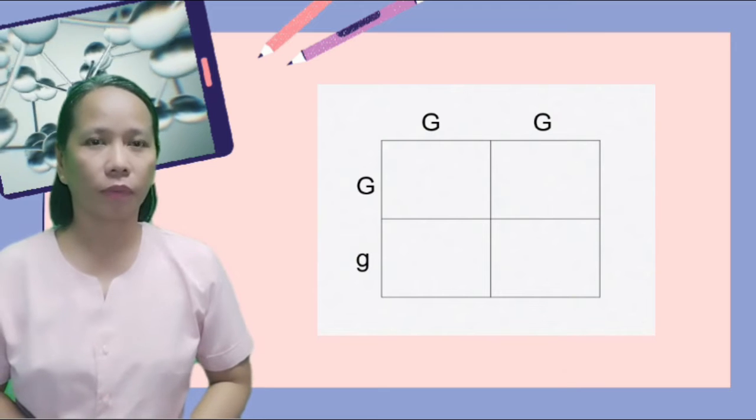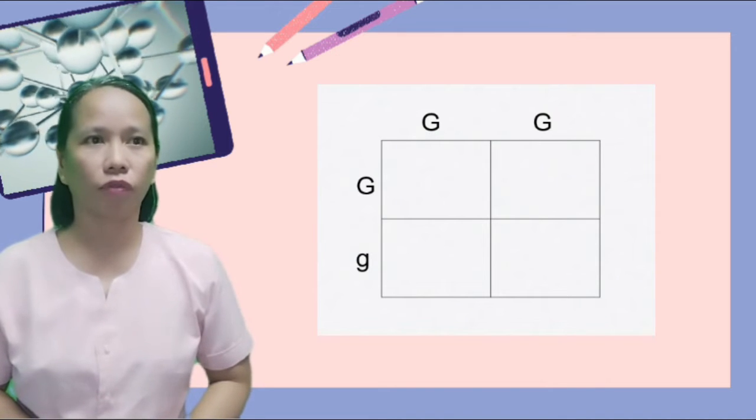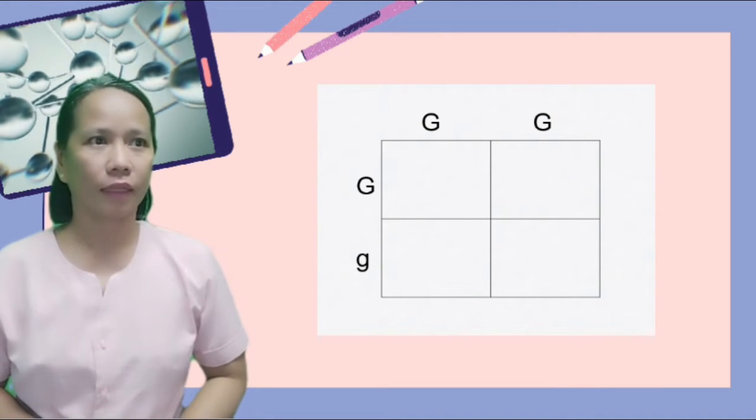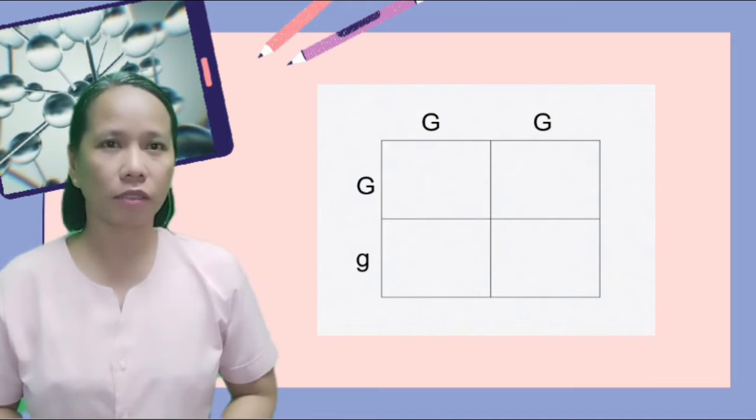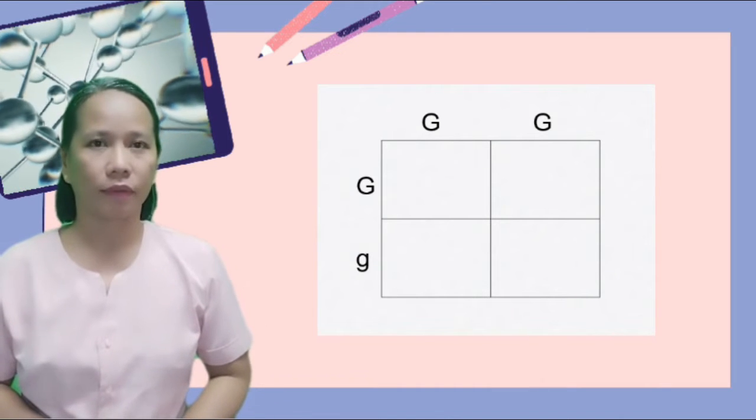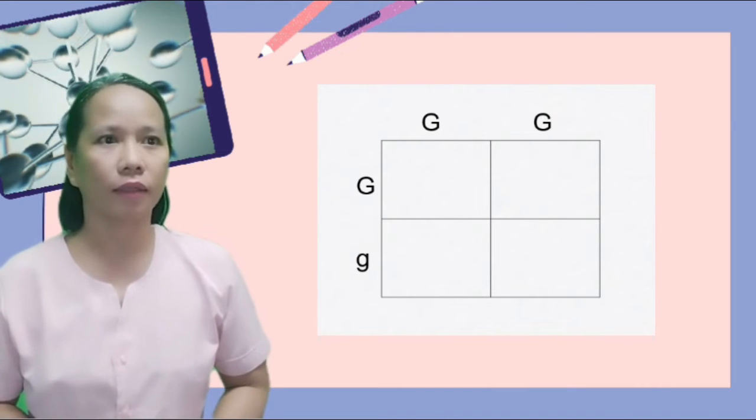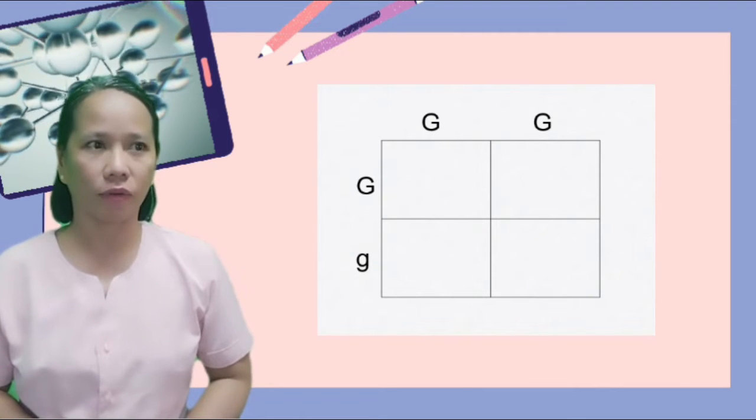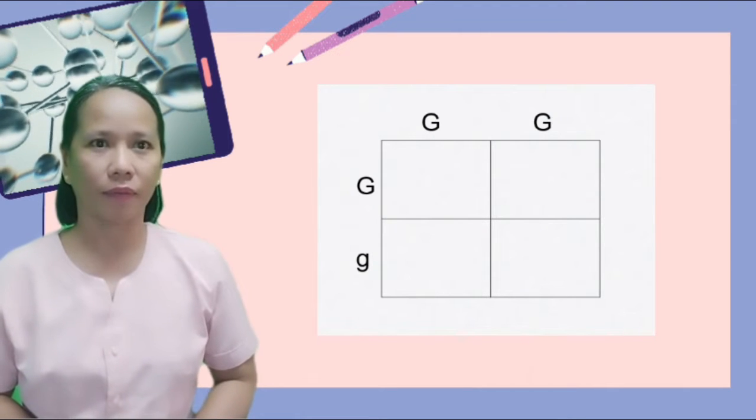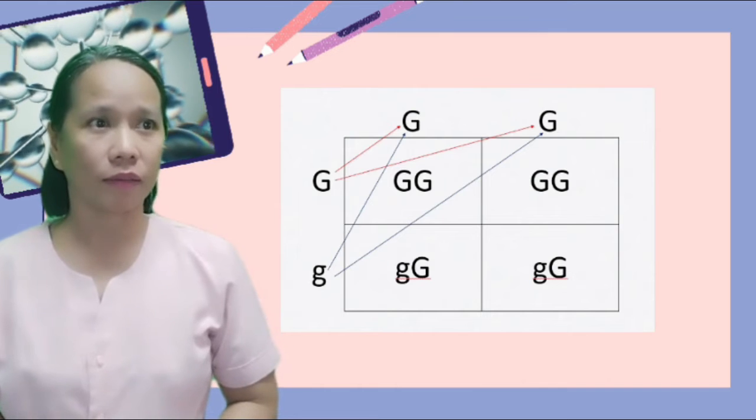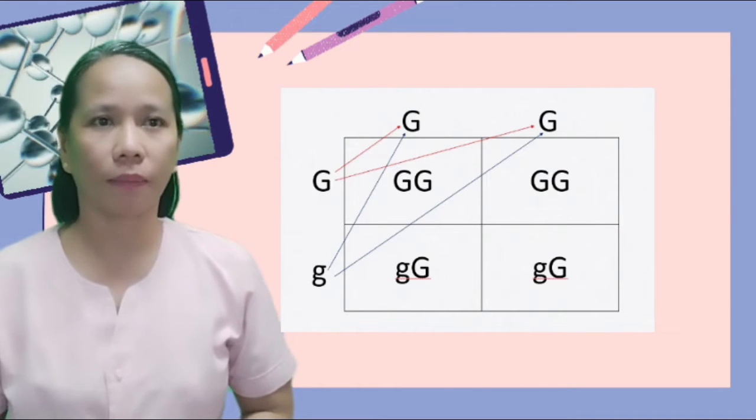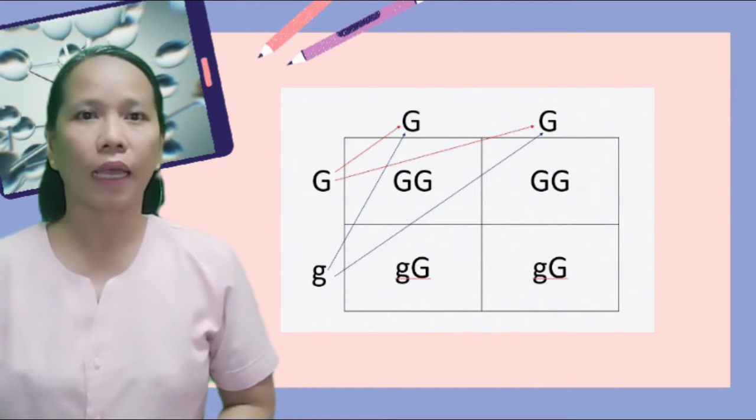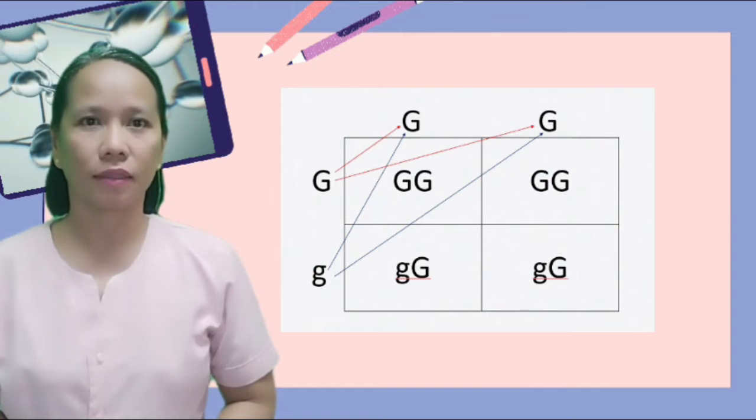Next, draw a square and divide it into 4 boxes. Then, write the letters of the possible genes for a trait. The female genes are written down on the left side and the male genes are written across the top of the square. Then, start crossing the female gametes with the male gametes in each box until all the boxes are filled.